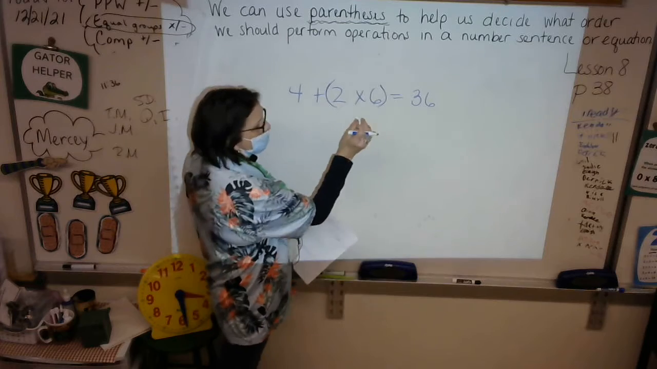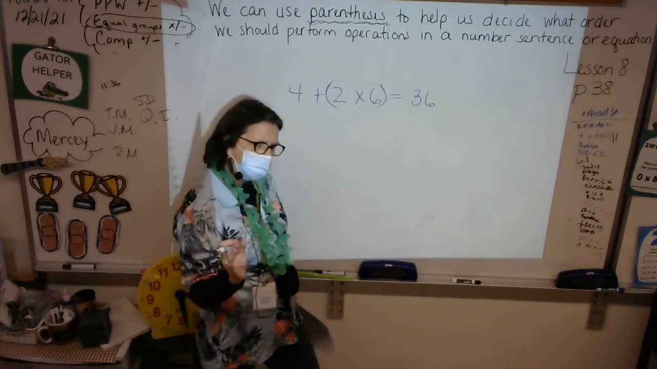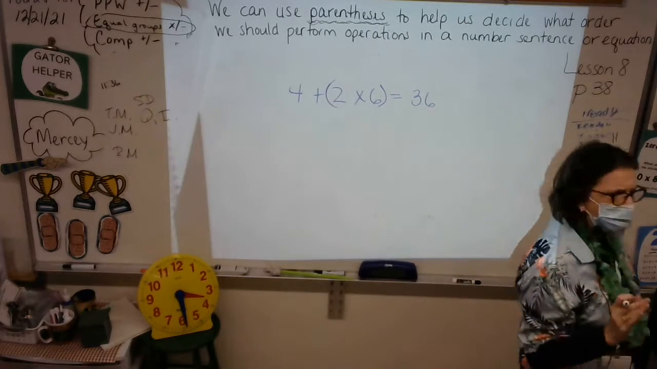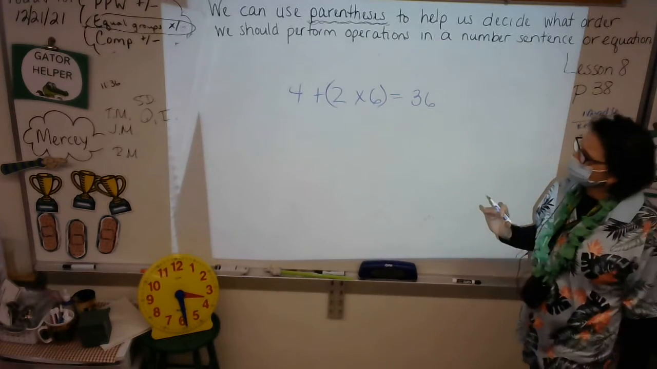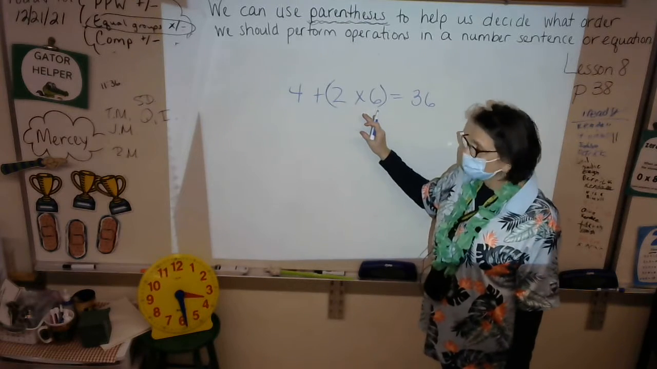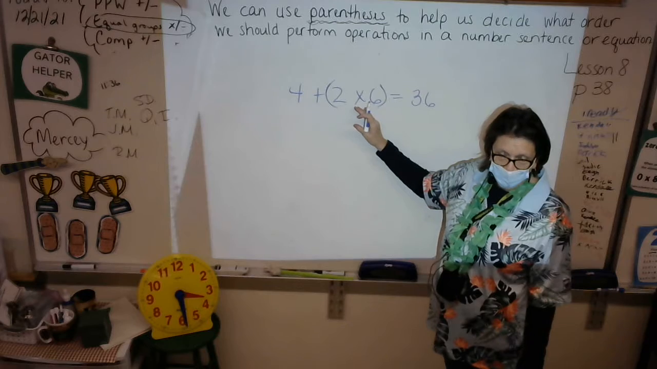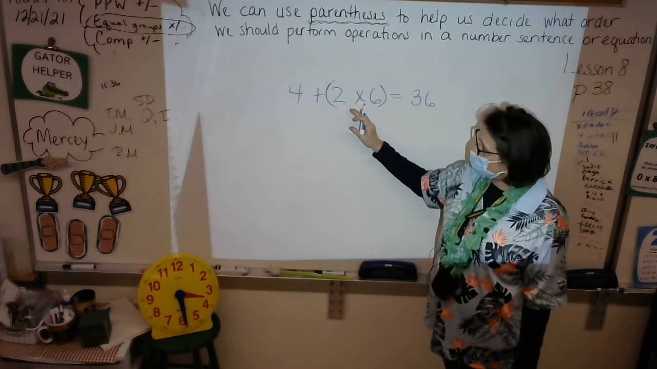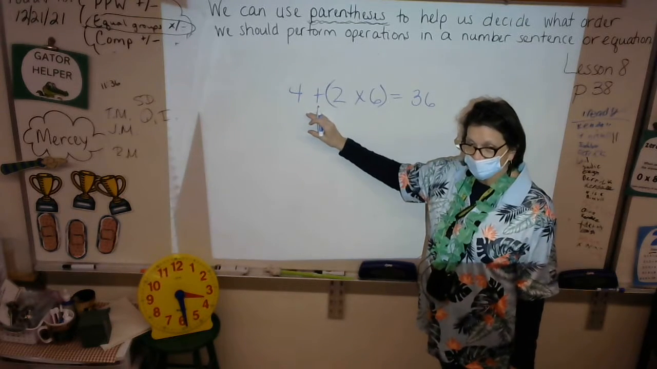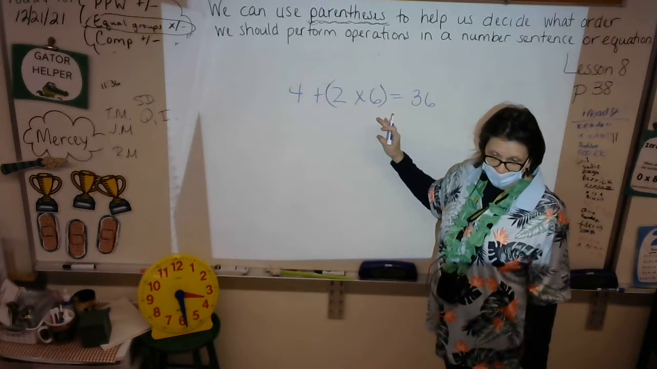But if we want our answer to be 36, we can look at that and decide where we want our parentheses to be placed. Do we want to put them around the 2 and the 6? If we put them around the 2 and the 6, we would multiply 2 times 6 and get 12. And then we would have to add 4 to 12, and 4 plus 12 is not 36.